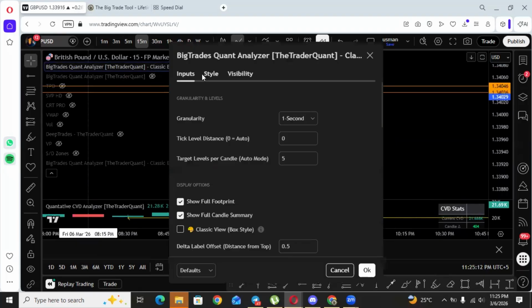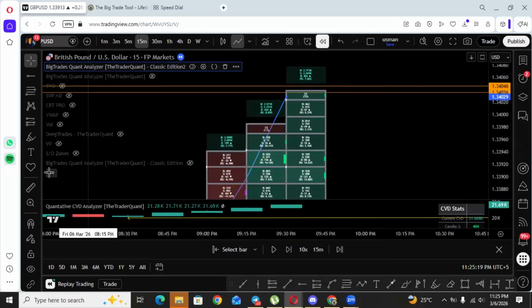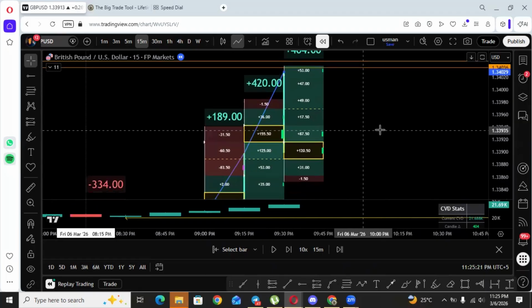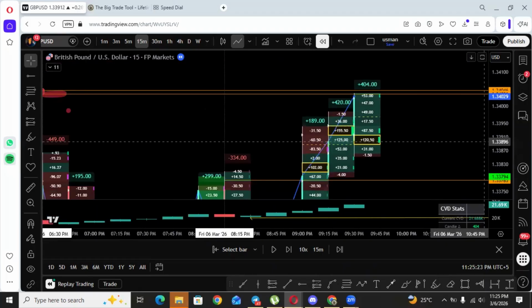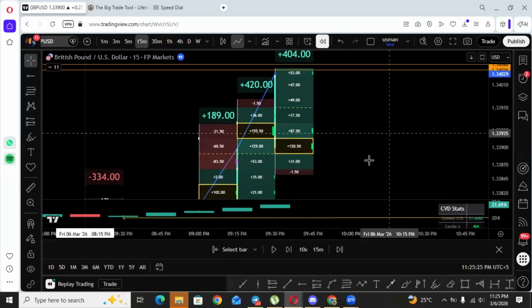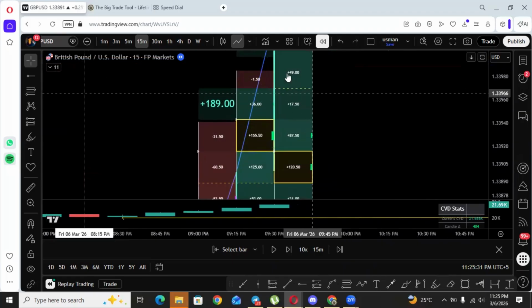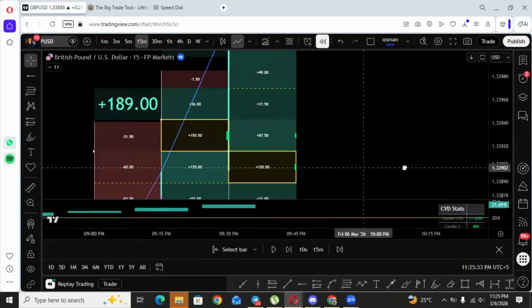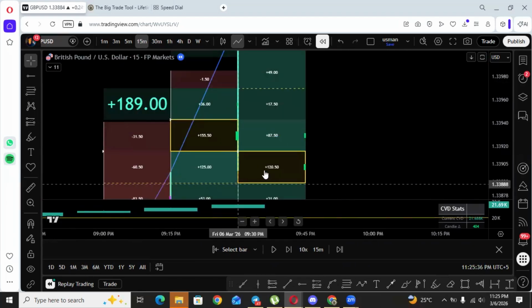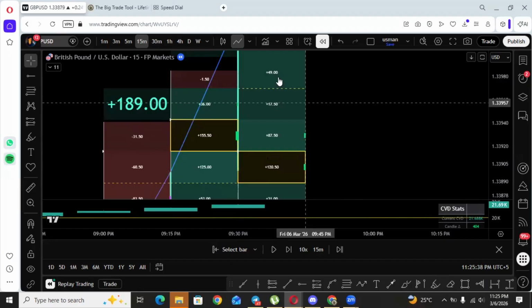Yes. Okay, so I have created this classic view option. If you turn this on, you can read it more easily. You don't need to look for the percentage or anything. When you just see the chart, you can see that these are the buying imbalances, and you can spot them by color, and by the plus sign with them, the positive imbalances.